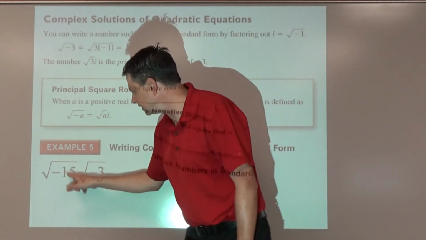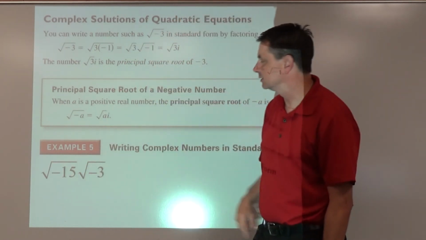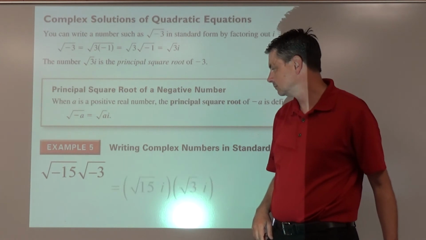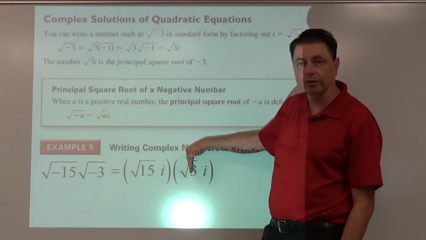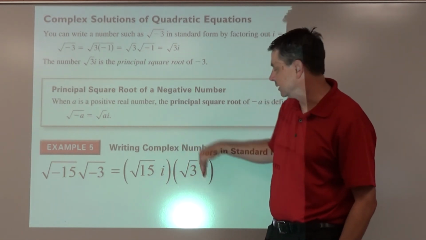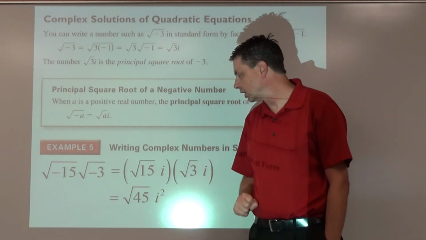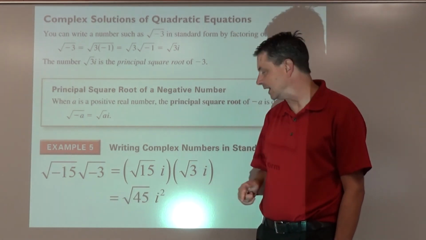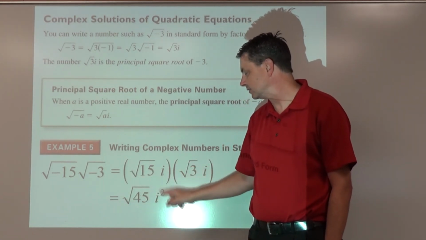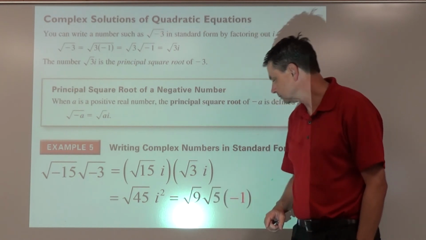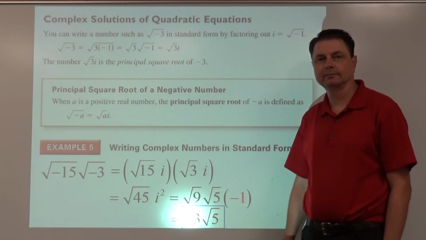So according to this, this is going to be the square root of 15 times i times the square root of 3 times i. And now we'll do the square root of 15 times the square root of 3, and we'll do i times i. And the square root of 45 is 3 root 5, and this is negative 1, so 3 times root 5 times negative 1 is negative 3 root 5.